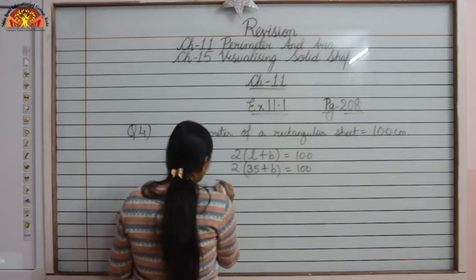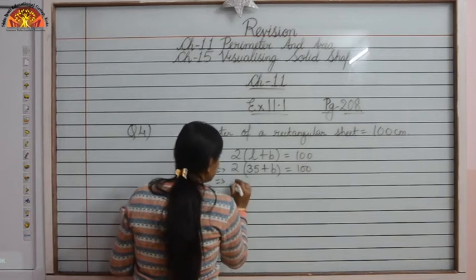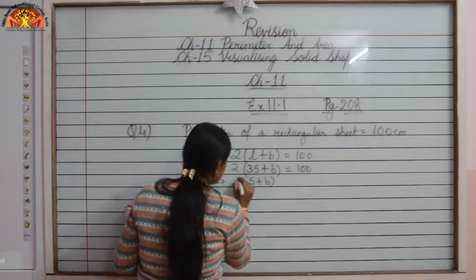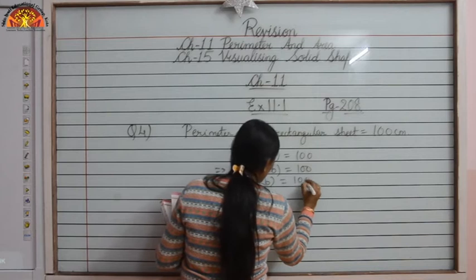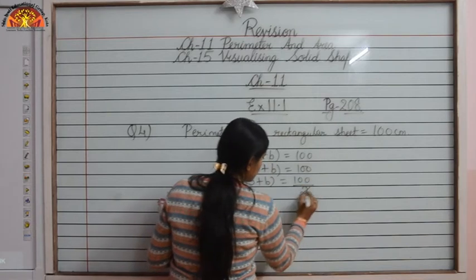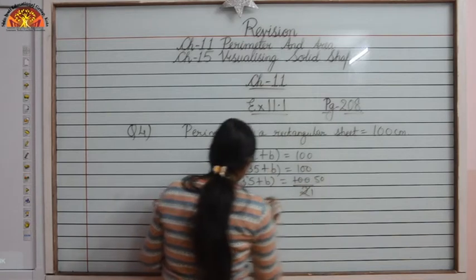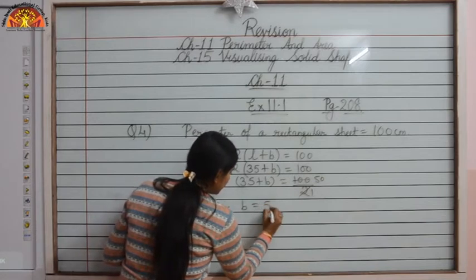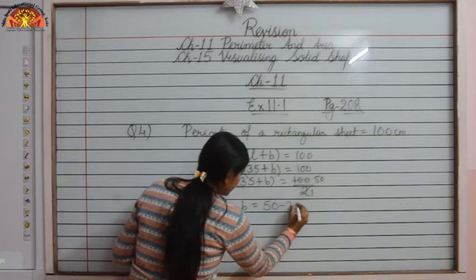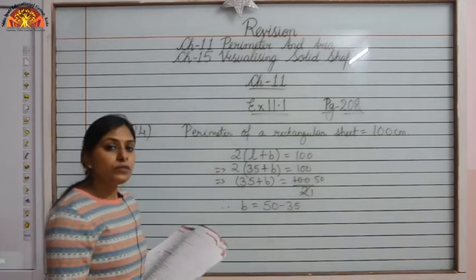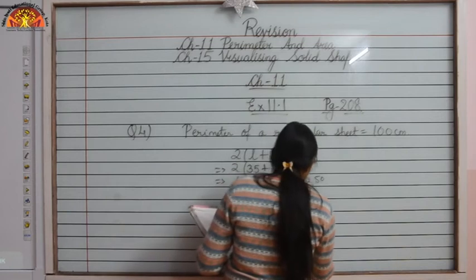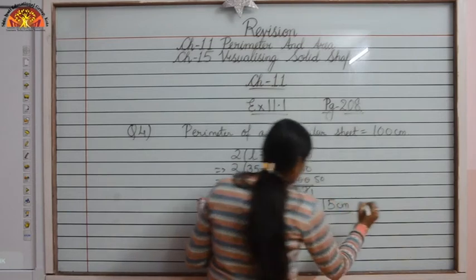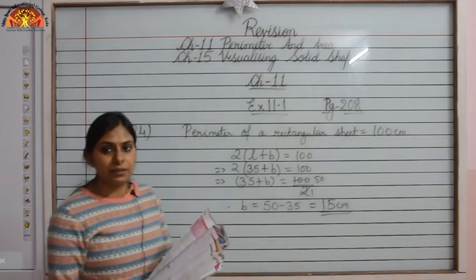Now we can simplify, that is 35 plus B is equal to 100 upon 2. So 2 ones are 2, 2 fives are 10. Therefore, B is equal to 50 minus 35, that is, breadth is equal to 15 centimeter. Okay, breadth is equal to 15 centimeter.